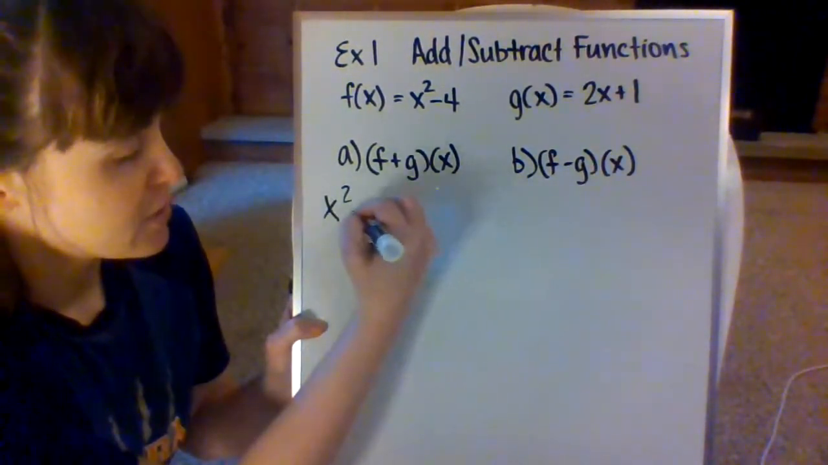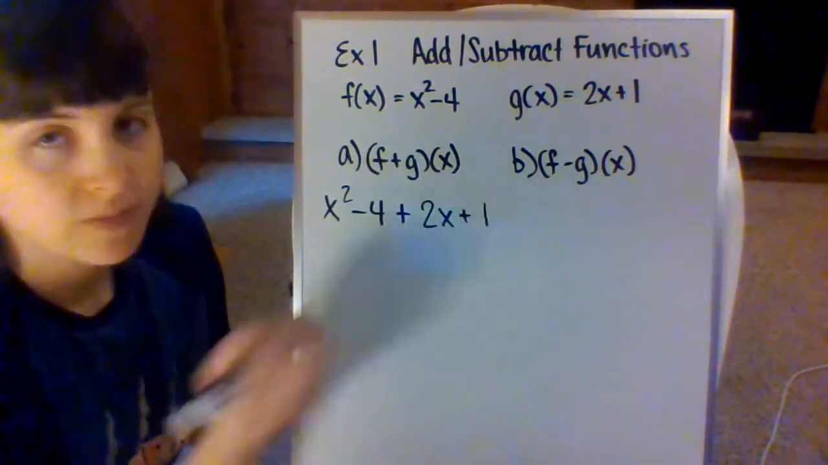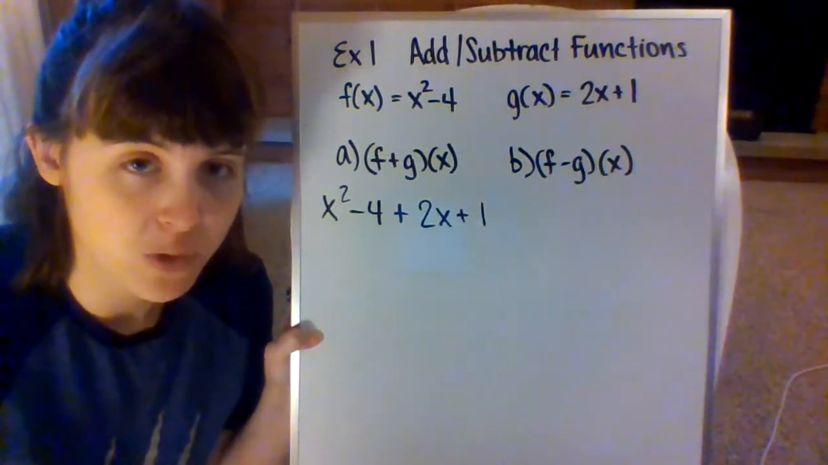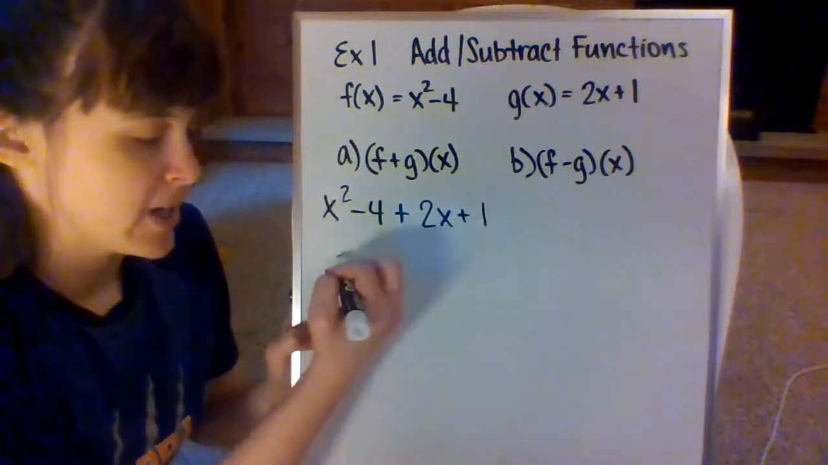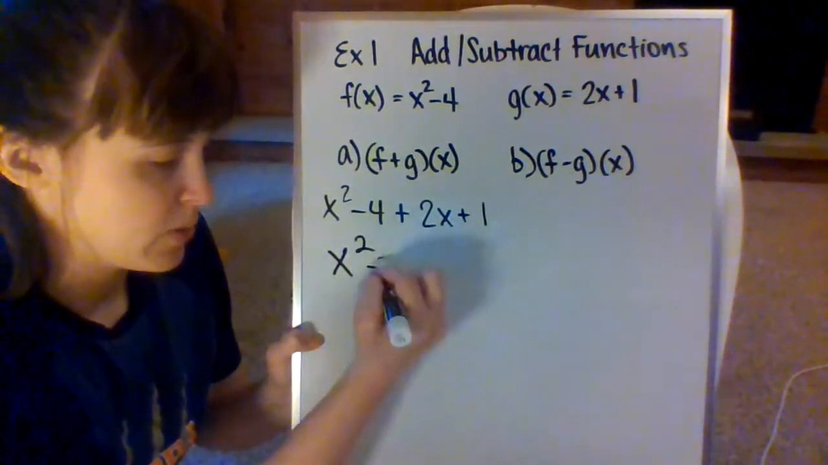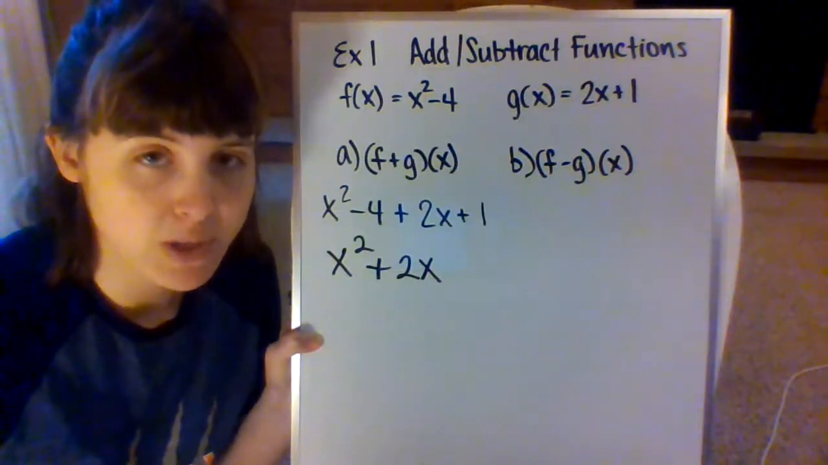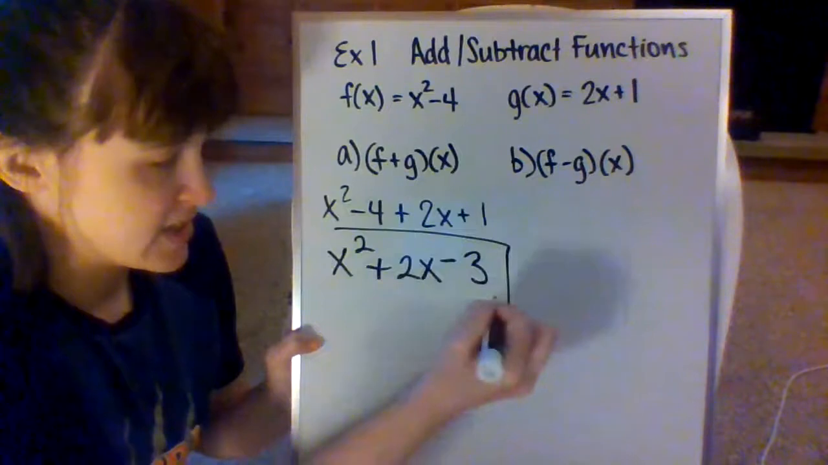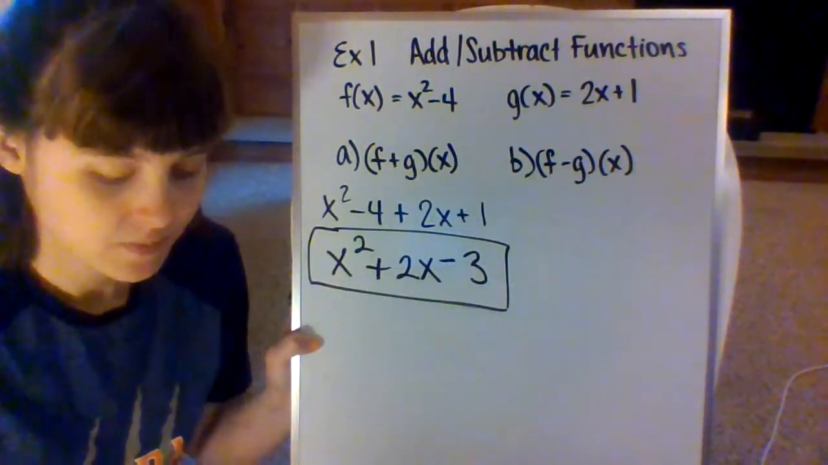Okay, so x squared minus 4 plus 2x plus 1. Alright, the only like terms I see are the minus 4 and the positive 1. So we're going to rewrite it, x squared plus 2x. And then negative 4 plus 1 is negative 3. And that's it.